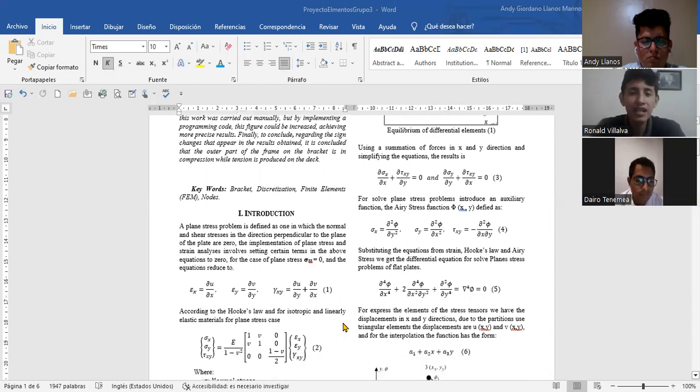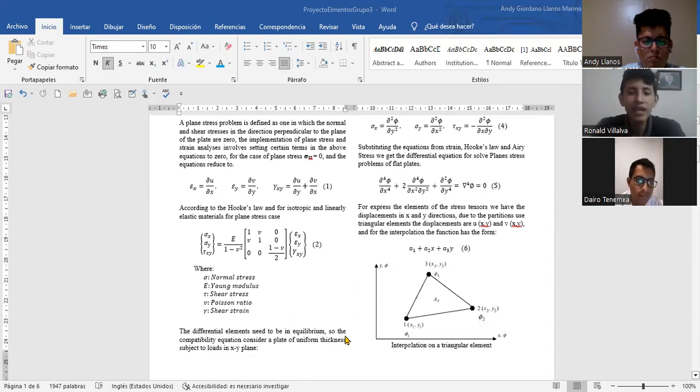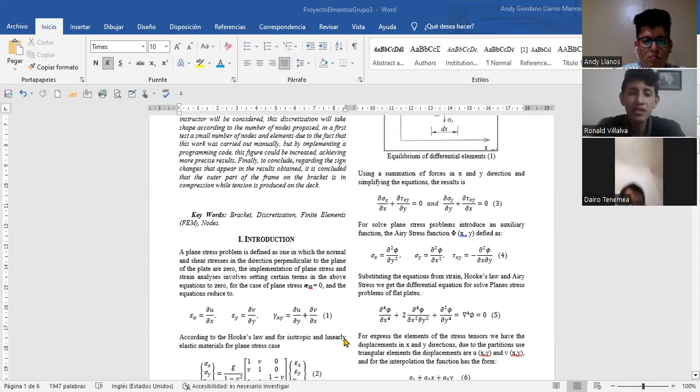These differential elements need to be in equilibrium, and making a summation of forces we get a simplified equation shown in equation 3. And to solve this problem, we introduce an auxiliary function, the Airy stress function. So solving these two equations, we get equation number 5, a partial differential equation of grade 4.